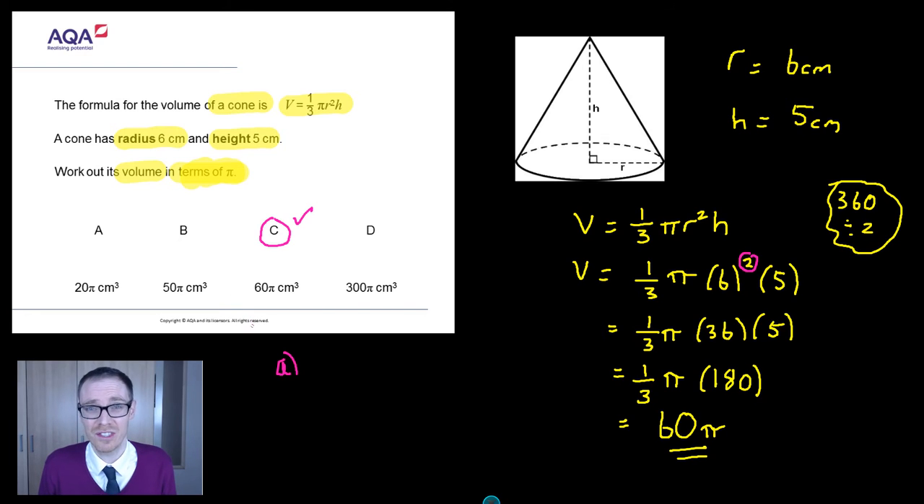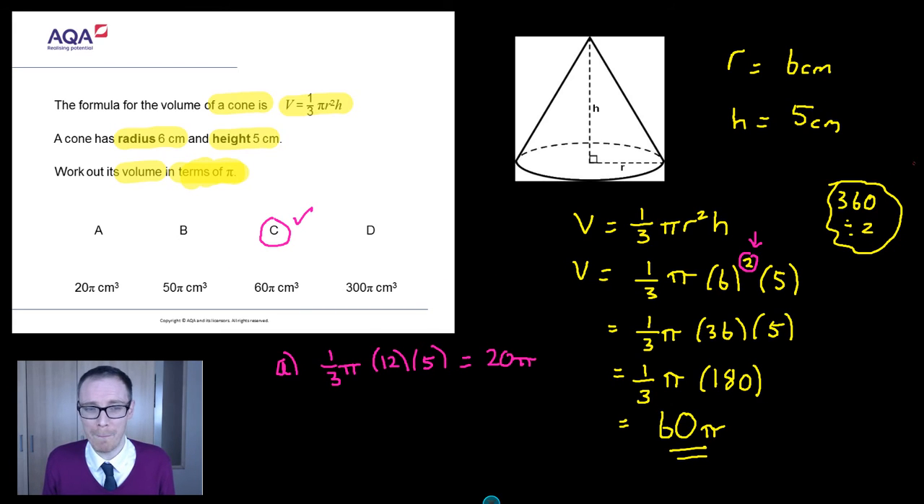Well, I reckon there's a chance that you're going to get 20 centimetres cubed if you mess up this squared bit. Imagine you thought that that square bit just meant times by 2. Then what you're going to end up with is a third pi. Instead of 6 squared 36, you're going to say 6 times 2 is 12. Then you're going to have 5 there. And I reckon that's going to give you 12 times 5, 60, divided by 3. You're going to end up with your 20 pi, which is not the right answer. Squared means times by itself.